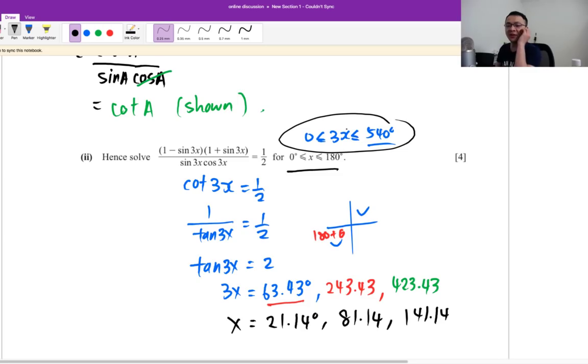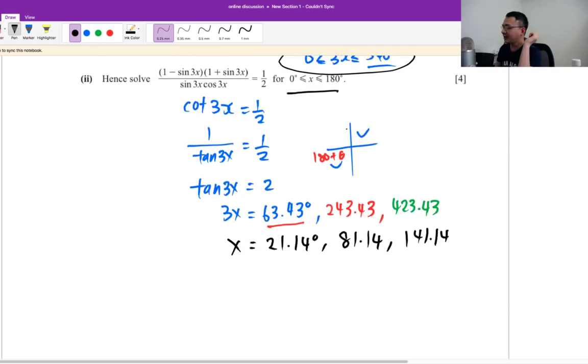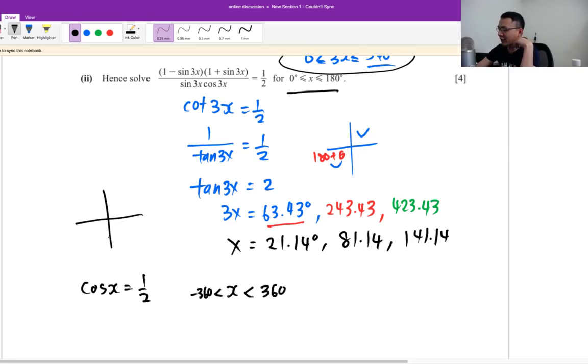So if the range has a negative value, what do we do? Alright, if negative, I'll give an example. Let's say cos x equals 1/2, just a simple example. Since the student asked me about negative angles, I'll use the range from negative 360 to positive 360. Cos is positive in which quadrants? First and last, isn't it?